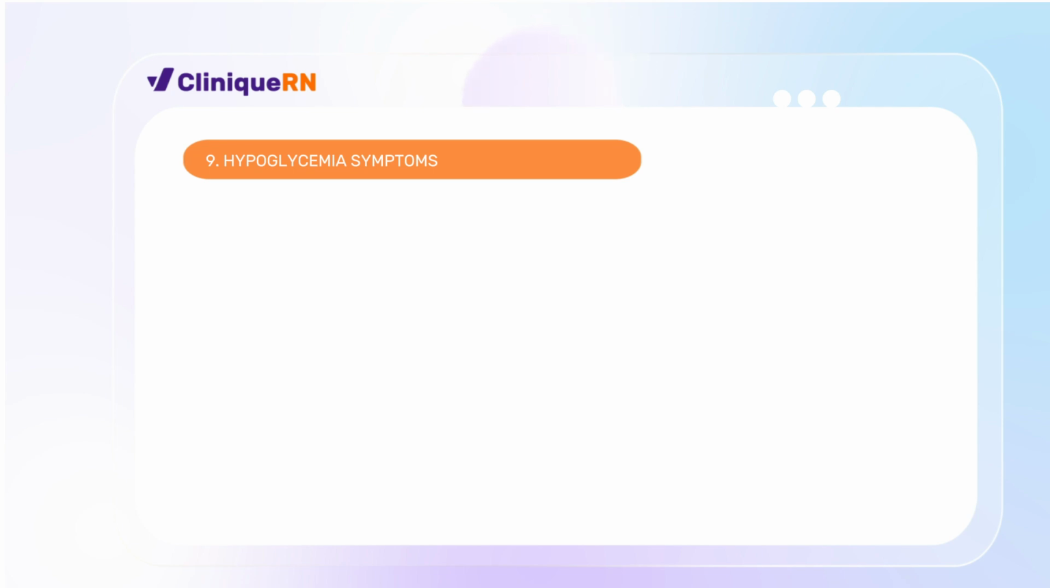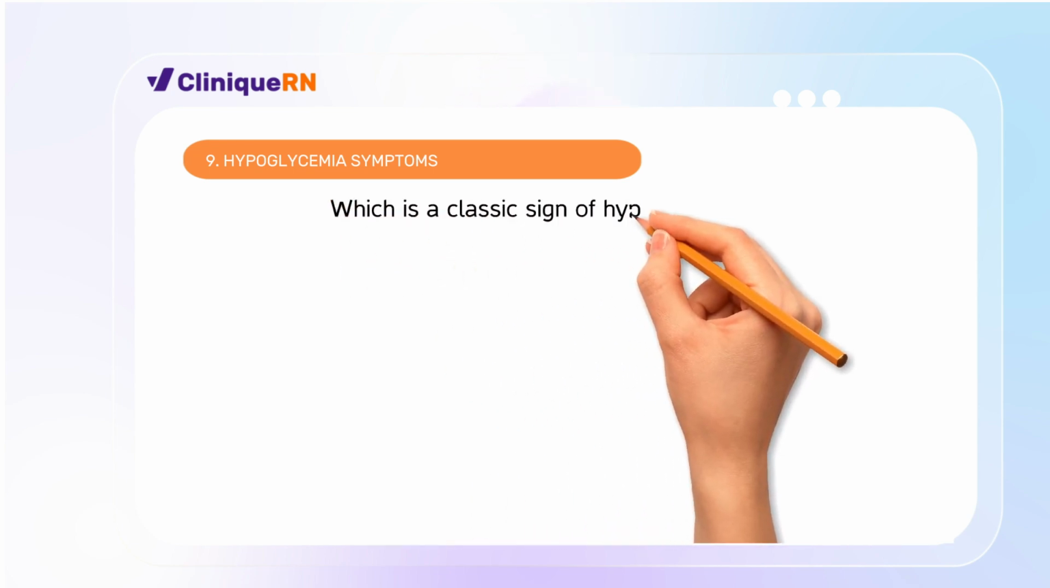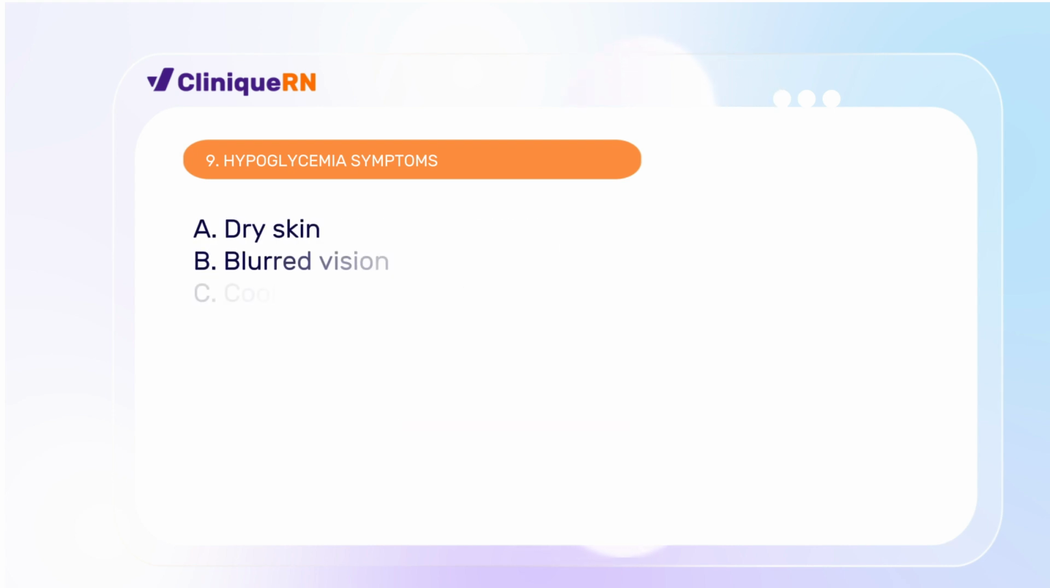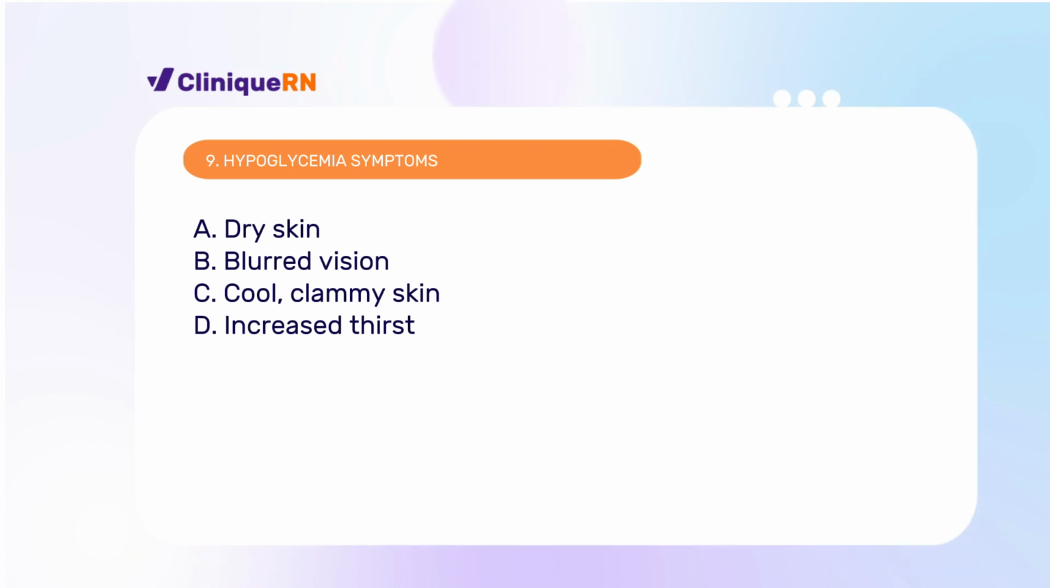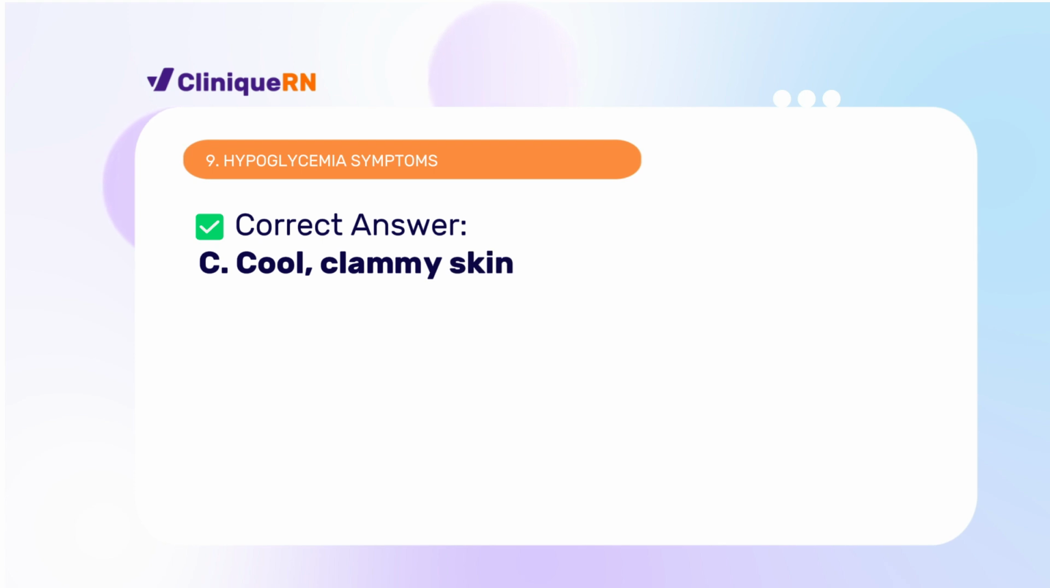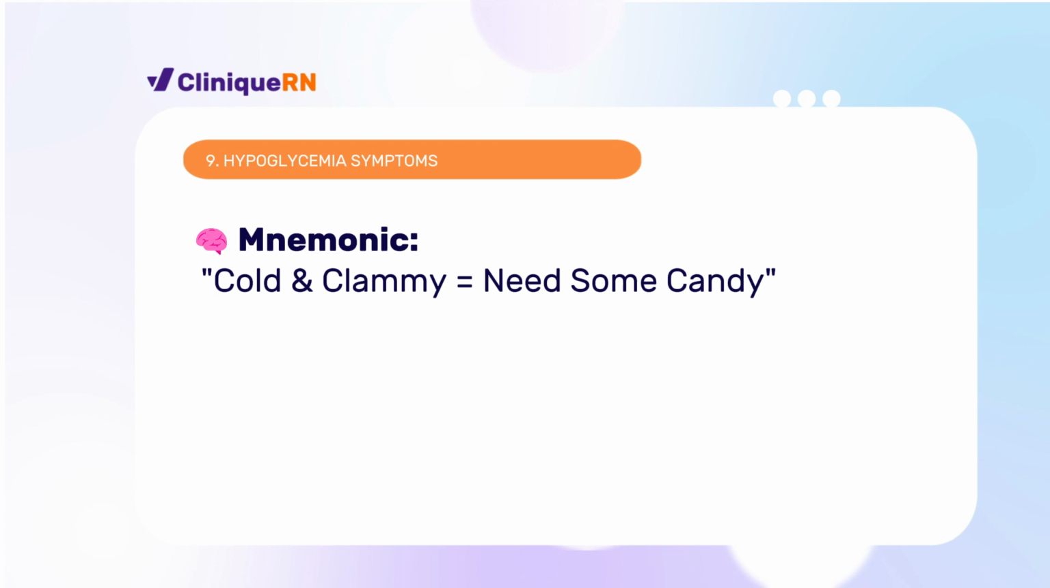9. Hypoglycemia symptoms. Which is a classic sign of hypoglycemia? A. Dry skin. B. Blurred vision. C. Cool, clammy skin. D. Increased thirst. Correct answer: C. Cool, clammy skin. Mnemonic: Cold and clammy, give some candy.